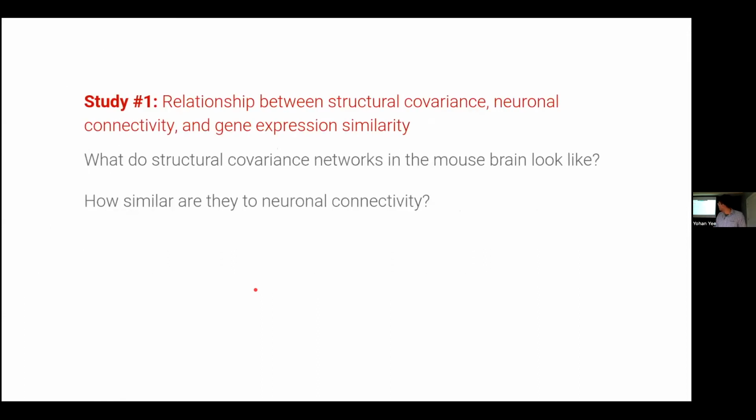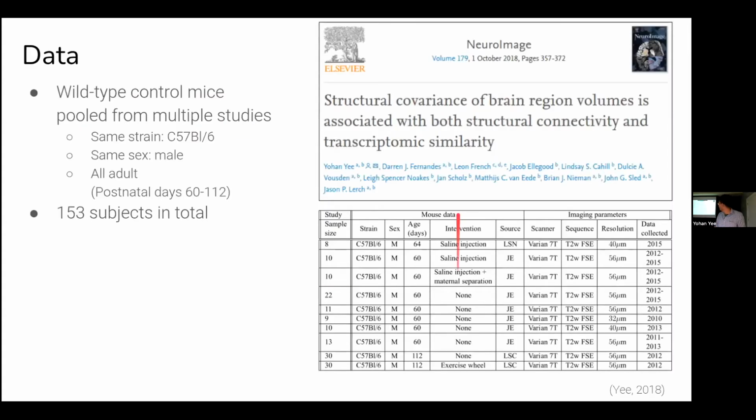So in the first study, we asked, what do structural covariance networks in the mouse brain overall look like, and how similar are they to neuronal connectivity? The data is all described in this 2018 study that we published, in a table. But basically what you need to know is that all the mice were from the same strain, all were a single sex, they were all male, and all were adult mice. We had 153 subjects in total.